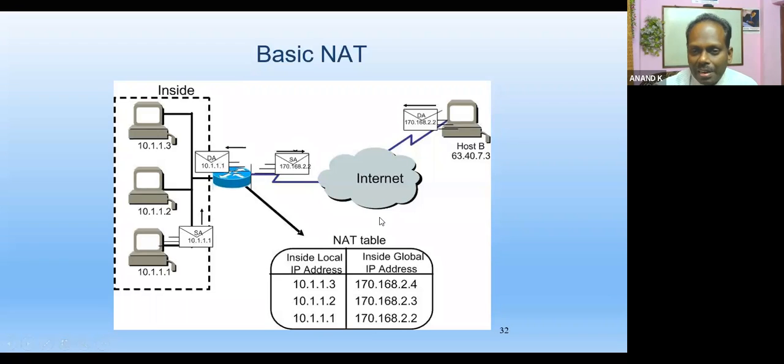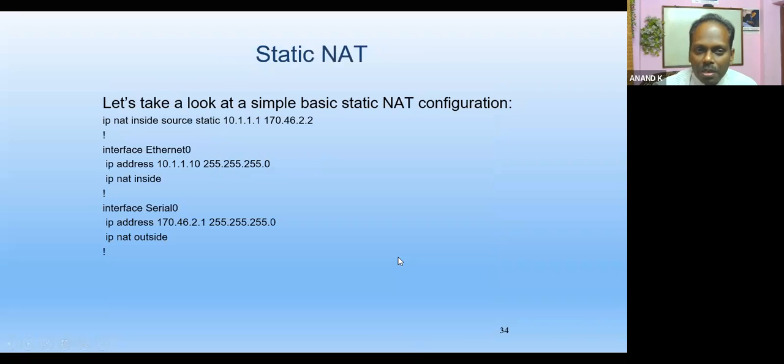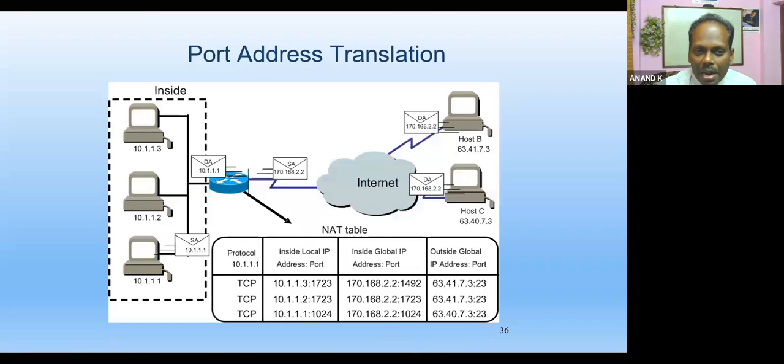We don't use basic NAT now, because what will happen? 1.1 is mapped to 2.2, 1.2 is mapped to 2.3, 1.3 is mapped to 2.4. In this way, more public IPs are being assigned. So this has been changed to dynamic NAT. In dynamic NAT, see this figure now. It has been changed. This is what we do now. Dynamic NAT, and also an extension of dynamic NAT is PAT, port address translation. So remember this. I'll tell you the small difference between dynamic NAT and port address translation.